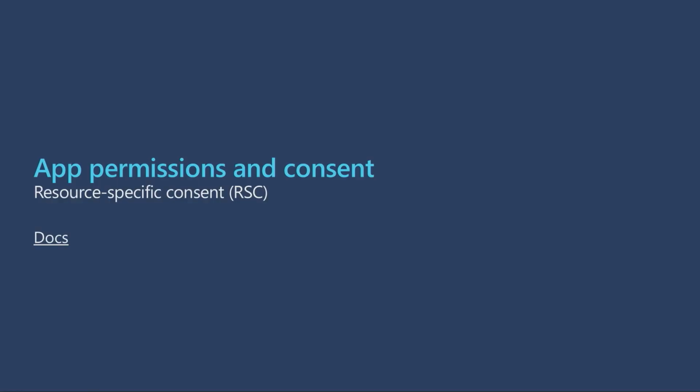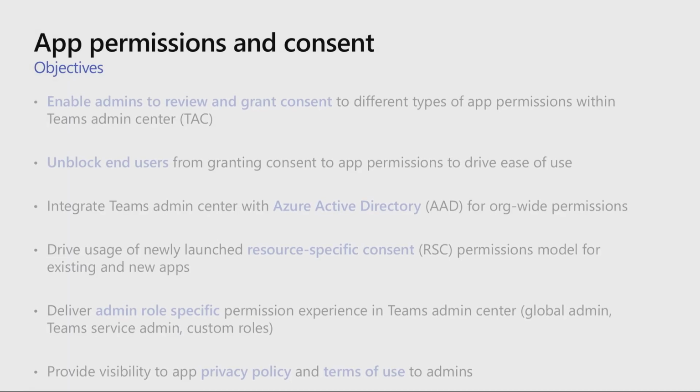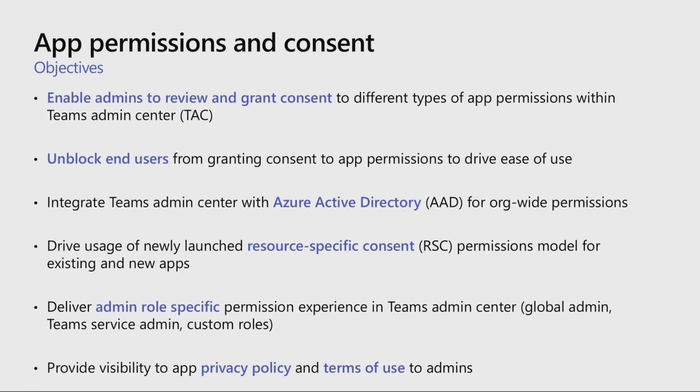Now let's talk about the new feature for app permissions and consent, and also about the resource-specific consent permissions model. The objective of this specific feature is about how we can enable admins the capability to review all the app permissions and how easily they can grant consent to those permissions based on their organization needs, which ultimately would unblock the end users, because in some cases end users are blocked. They are not able to proceed if the app is asking for permissions and they don't have any way to grant consent. But with this feature, our end users would get unblocked.